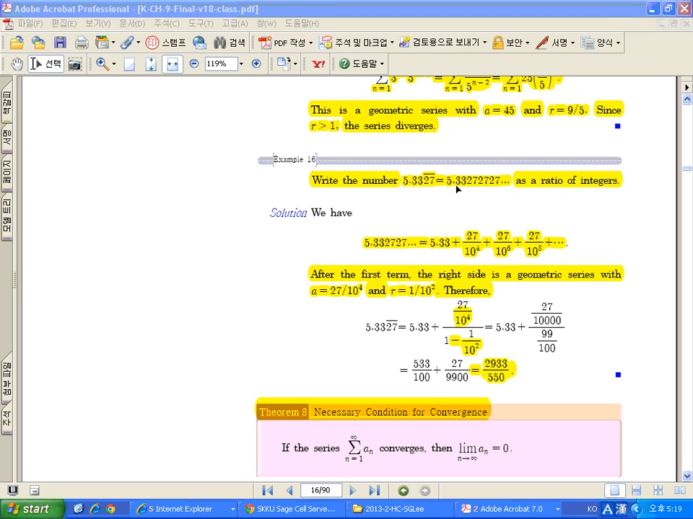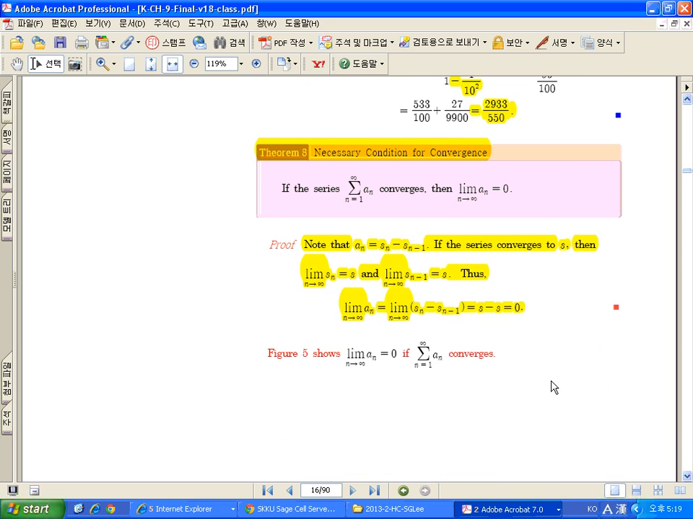Okay, so in this case, we can write this number in this form, and then we can figure out this is a geometric sequence with the ratio 1 over 10 squared. So this number can be found as 35.33 plus this, because it's a geometric series. So the answer would be 2933 over 550.